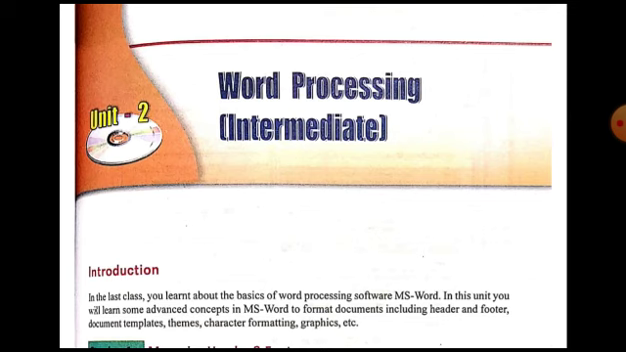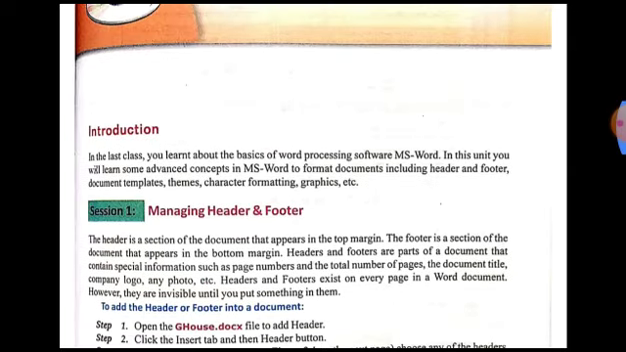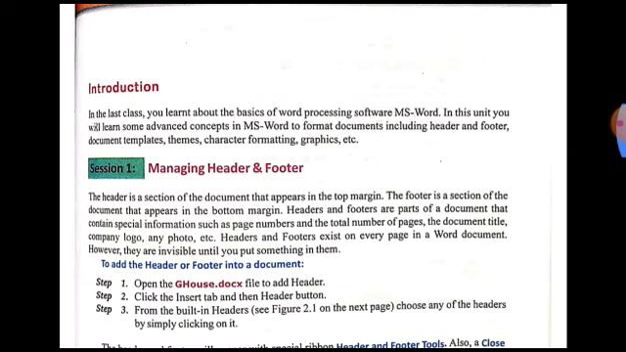So now we are going to start with unit 2, word processing, and session 1 is about managing headers and footers. We have already studied a lot about MS Word in the previous class 9 syllabus. We have learned about a variety of formatting options which are available in MS Word. All of us are very familiar with MS Word. What is MS Word? MS Word is a type of word processing software. Word processing software means it is used for creating text documents.